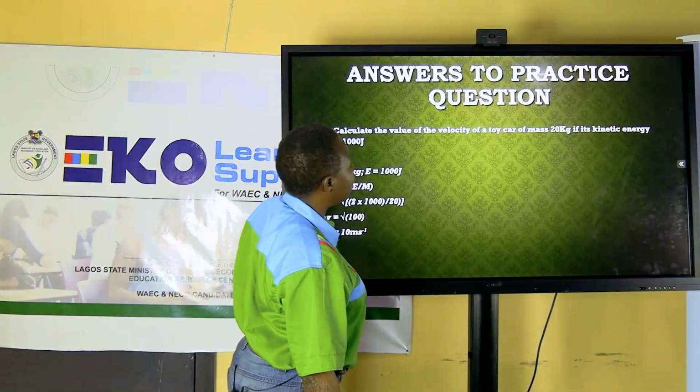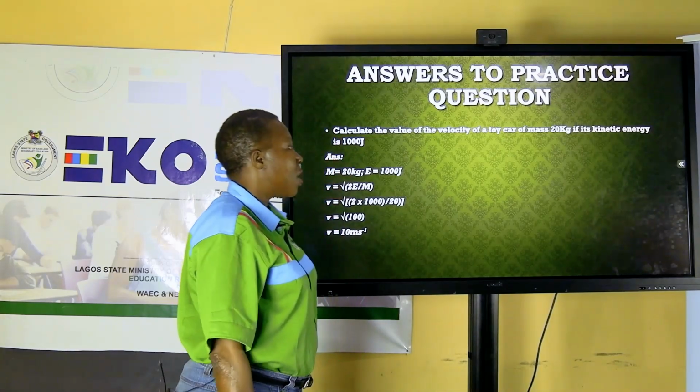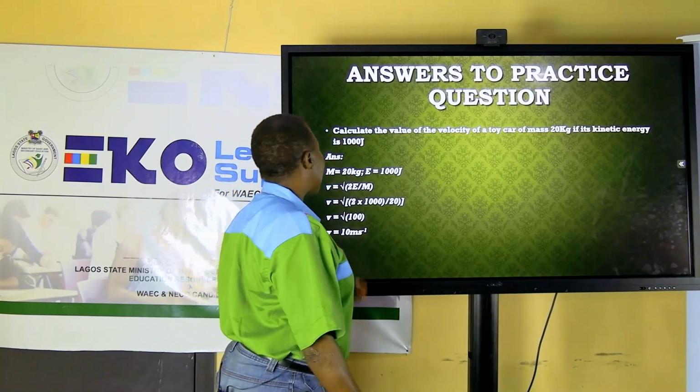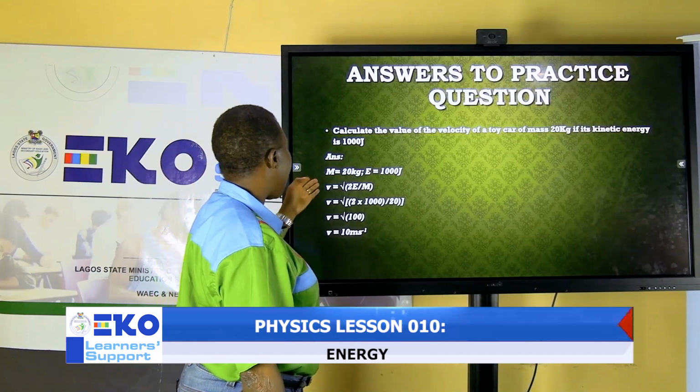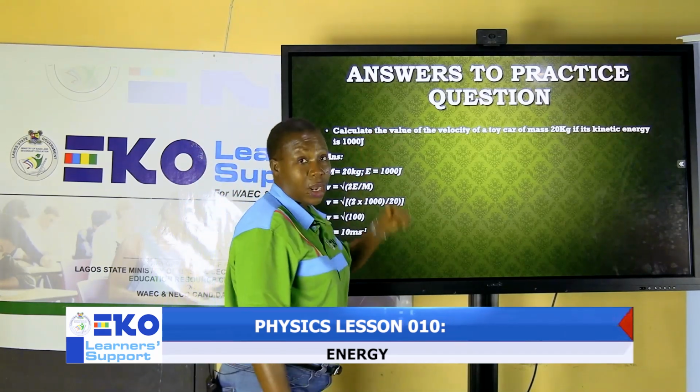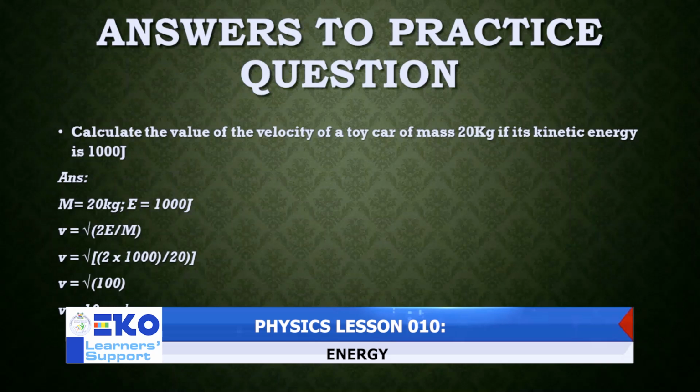Calculate the value of the velocity of a toy car of mass 20 kilogram if its kinetic energy is 1000 joules. So we have the mass to be 20 kilogram, we bring out the parameters, and we have the energy, like we are told, to be 1000 joules.